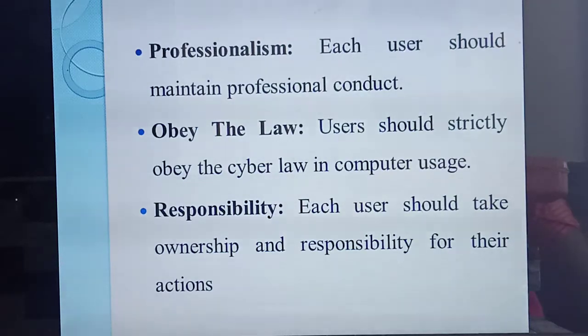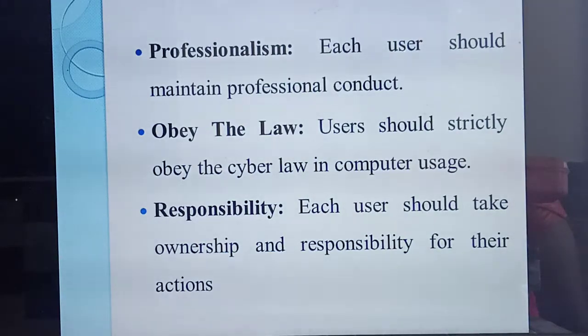Okay, so next one is obey the law. Already you have studied about cyber crimes. What do you mean by cyber crimes? Taking others' information, others' photos, others' videos, others' account balance. All this comes under what? We can say cyber crimes, isn't it? So if you are using this network, particular guidelines are provided. You should always follow or obey the particular laws. That is called obey the law. That law is cyber law. All the laws they are giving, you should obey. That is called obey the law.